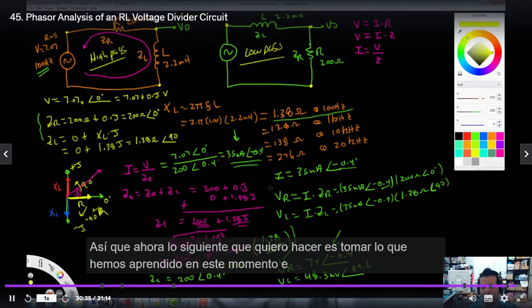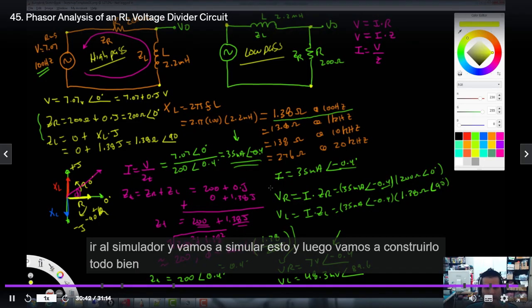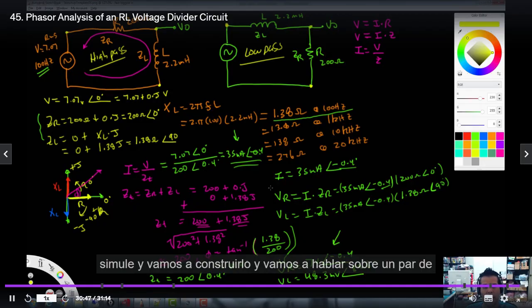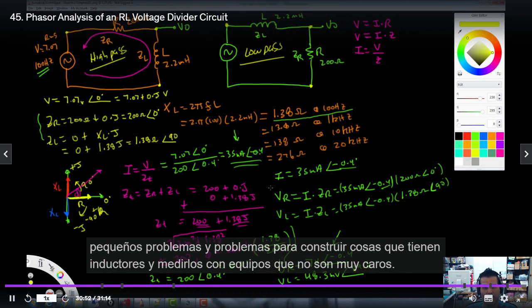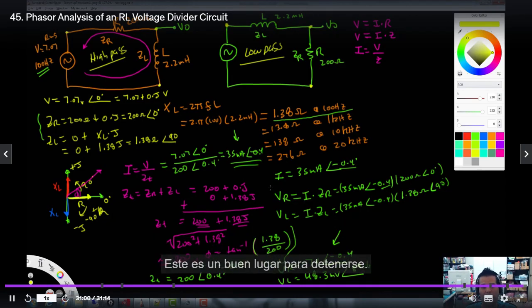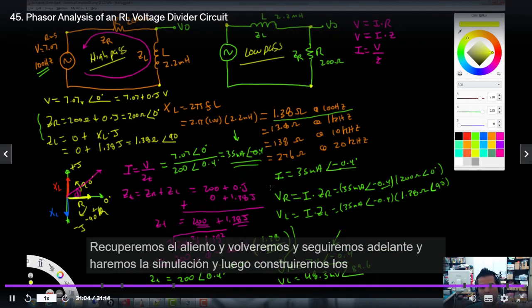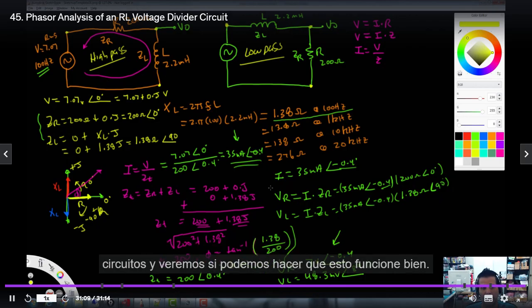Okay, so now the next thing I want to do is take what we've learned and go to the simulator, simulate this, and then build it. We're going to talk about a couple of little gotchas and problems with building things that have inductors and measuring them with equipment that's not very expensive. So anyway, this is a good place to stop. Take a little pause, catch our breath, and we're going to come back and do the simulation and then build the circuits and see if we can get this thing to work.